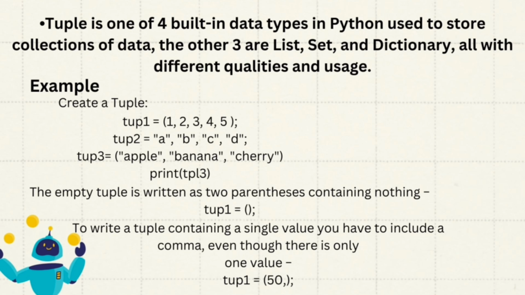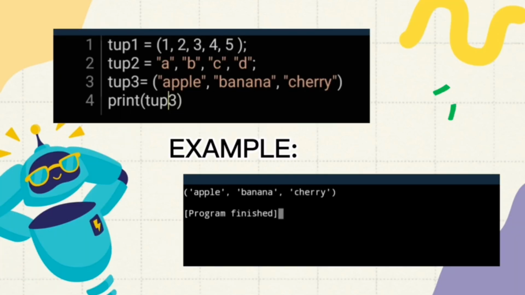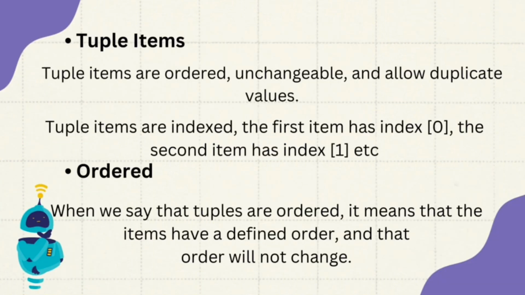Tuple is one of 4 built-in data types in Python used to store collections of data. The other 3 are list, set, and dictionary, all with different qualities and usage. Tuple items. Tuple items are ordered, unchangeable, and allow duplicate values. Tuple items are indexed. The first item has index 0, the second item has index 1.